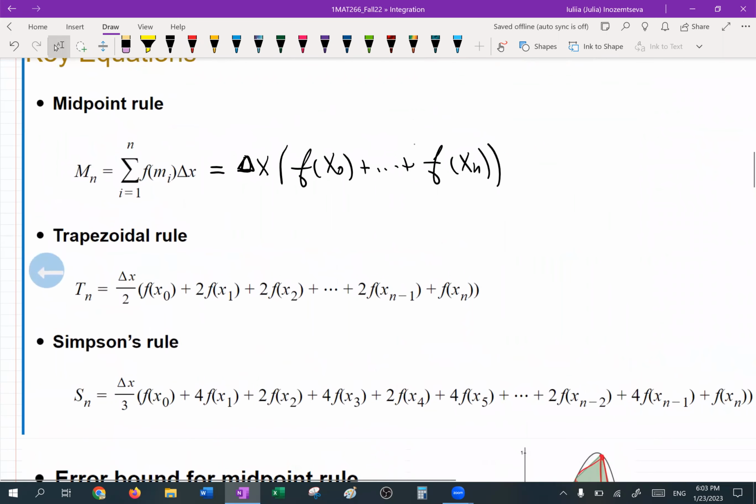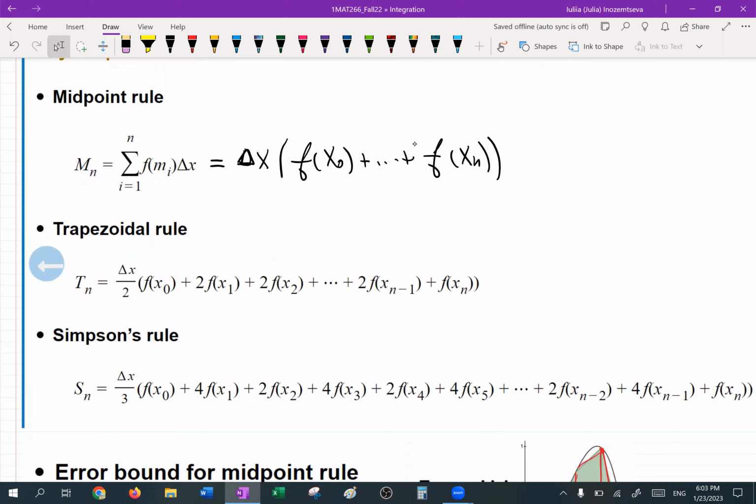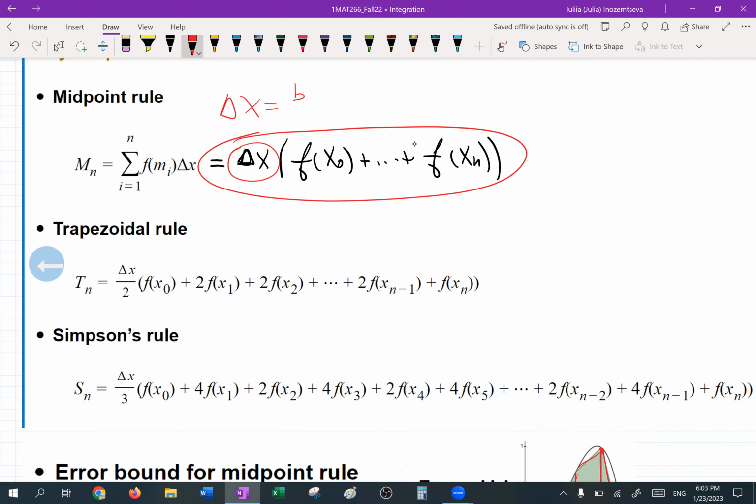This is how I memorize the formulas. Midpoint rule just accumulates the Fs and multiplies by delta x. Delta x is b minus a over n, the length of the interval over the number of points we're using, n. So if it says using 5 points, you divide by 5. Trapezoidal rule, or sometimes called trapezoid rule, depends on the book, takes delta x and divides by 2. And Simpson's rule, delta x divided by 3.